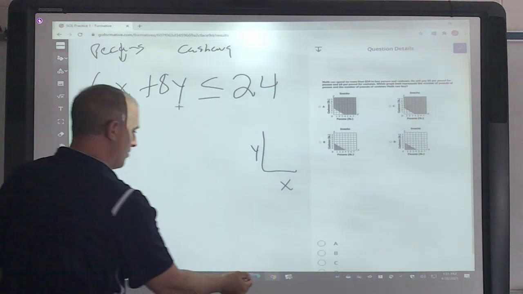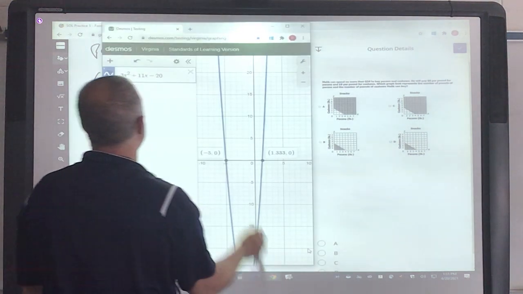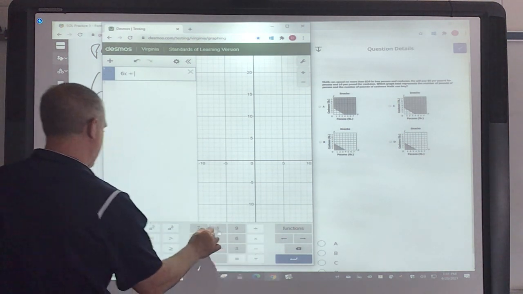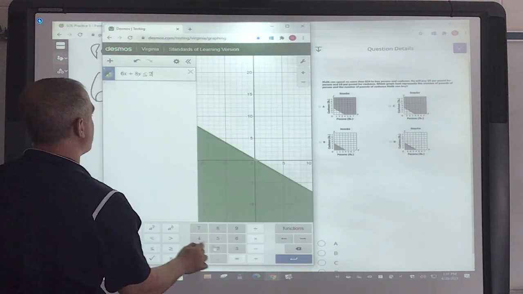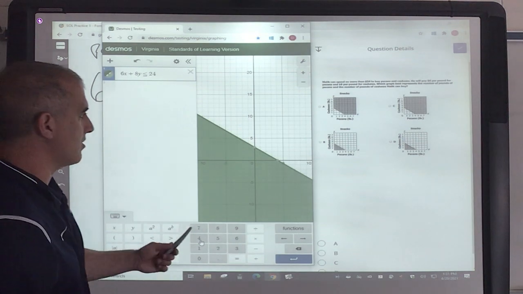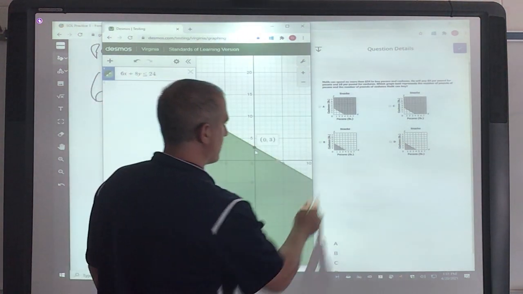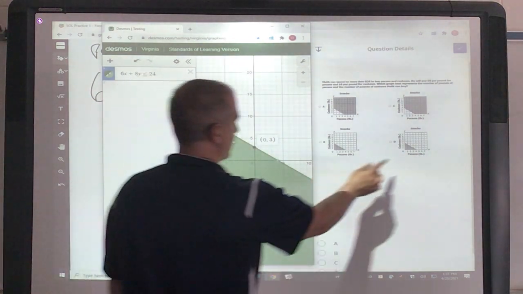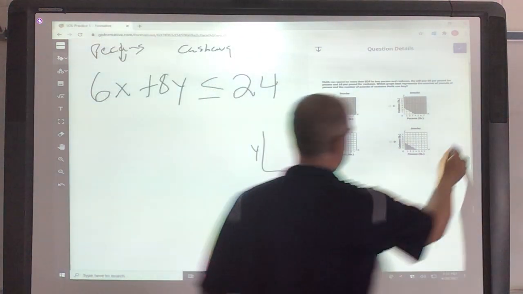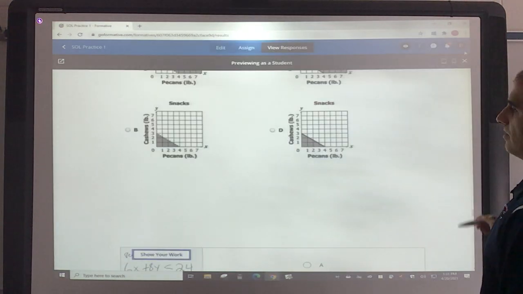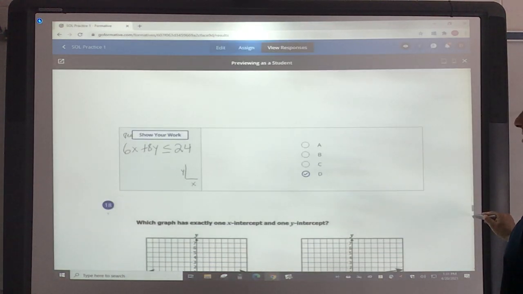So what I'm going to do is put that exact equation in Desmos, 6x plus 8y less than or equal to 24. It's got to look something like this. So it's at 4 and it's at 3. Now since it's a solid line, I would choose answer D for my answer. Okay, all right, moving on.